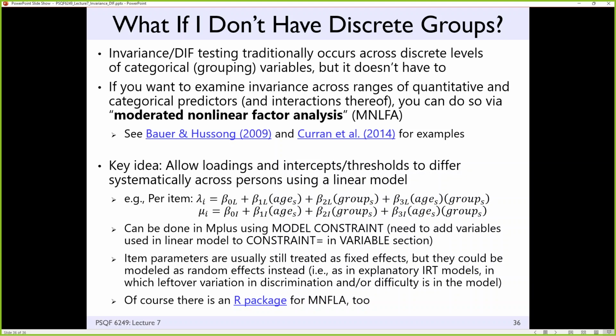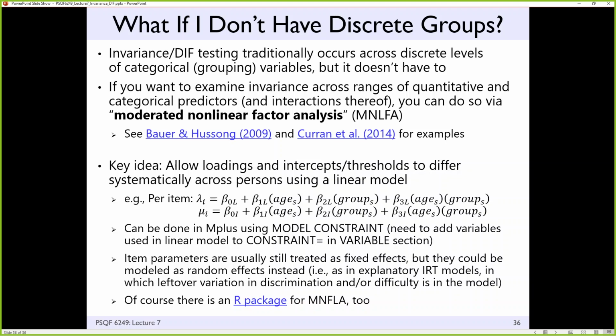So for instance, if you wanted to know if an item became more discriminating as children got older, and you had continuous variation in age, say from 3 to 10 or something, what some folks might say is, well, let's cut it up, and let's say I have younger kids and older kids, right? And I might have like 3 to 6 and then 7 to 10 or something. Well, that's arbitrary. Nobody likes that.